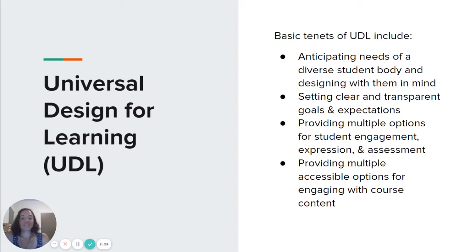So the next tenet here is setting clear and transparent goals and expectations. So this is really communicating well what you are expecting. We're going to talk about this in the hidden curriculum. Ellen's going to talk a little bit about the hidden curriculum, but being as transparent and as upfront as possible, letting students know what you expect. Don't assume that they know things, and don't assume that if you want to change something at the last minute, that all students will be able to adjust on the fly.